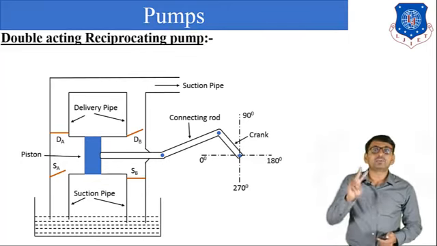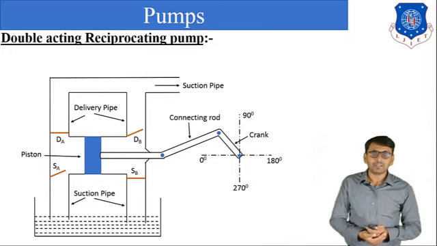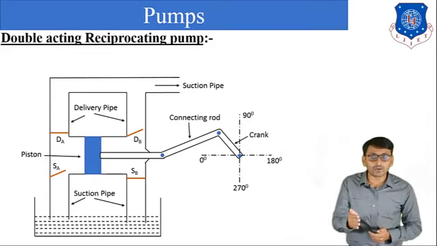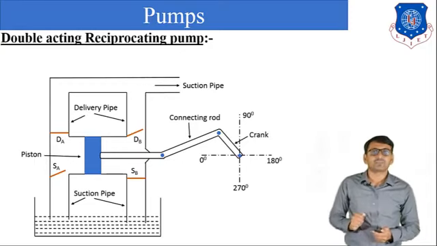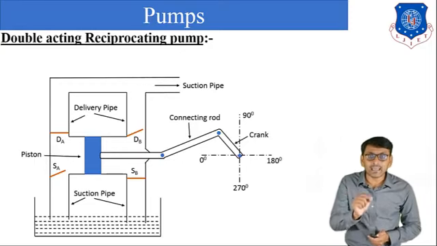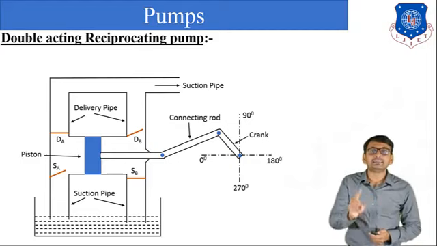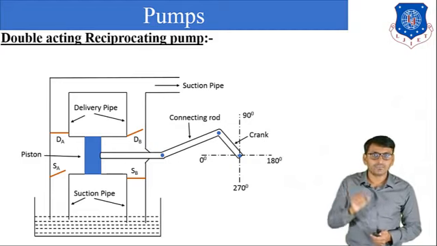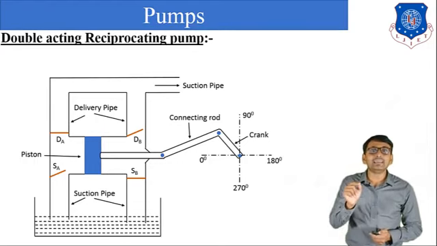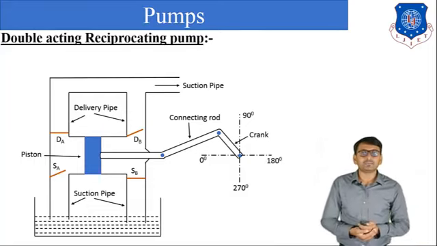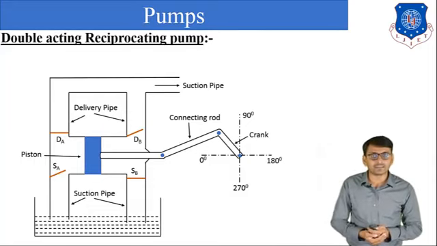In this pump, there are two suction pipes and two delivery pipes, and piston, cylinder, connecting rod, piston rod, crank, with 0, 90, 180, 270 being the positions of rotation of the crank. SA and SB are the two suction valves, and DA and DB are the two discharge valves. So in this pump there are two suction pipes, two suction valves, two delivery pipes, two delivery valves.